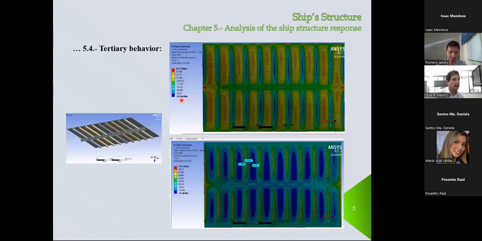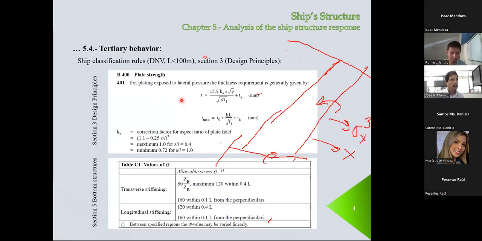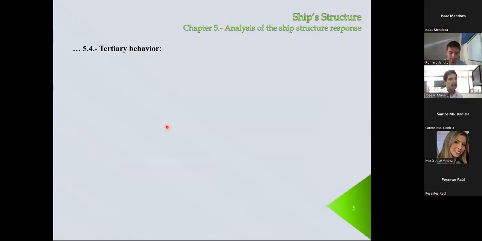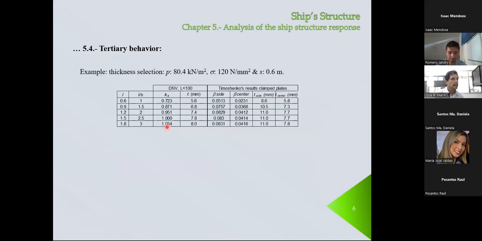Okay, that's the formulation here. I didn't include the corrosion allowance. I have the sigma, I have the pressure, I have S, and K depends on the ratio S over L. So changing L will change the aspect ratio, and according to that, will change this constant taken from DNV regulations. And from that, I can select the thickness applying DNV formulation.